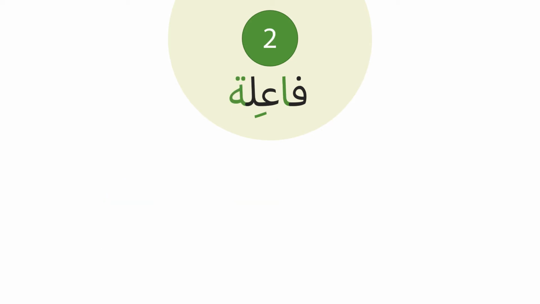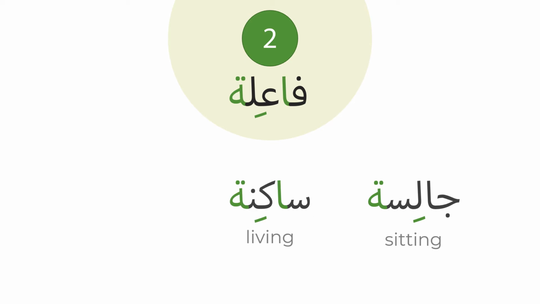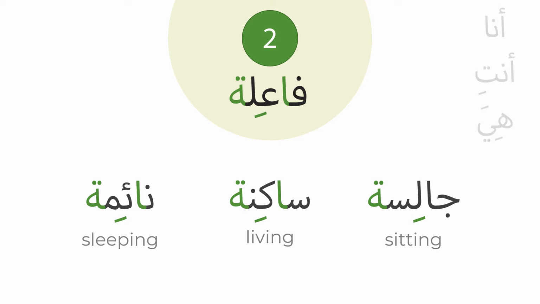The feminine version of the singular active participle is فاعلة. مثلا جالسة, ساكنة, نايمة. You can use these to refer to أنا when you're feminine, أنتِ, and هي.